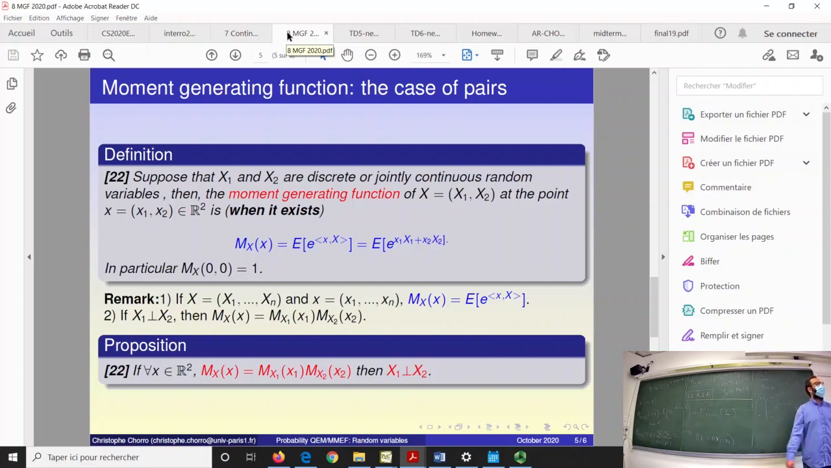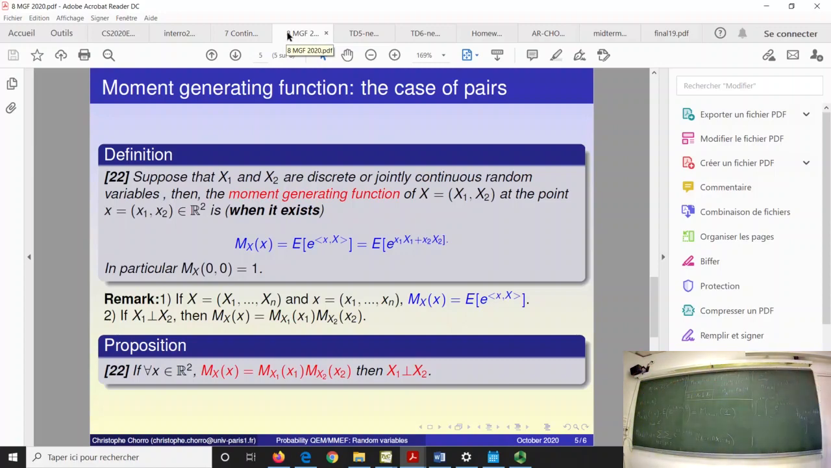In the discrete case, I can prove that the probability mass function of the pair is equal to the product of the probability mass function of each component, one way. In the continuous case, I can prove that the joint density is the product of the density function of each component. So another way to prove, okay?